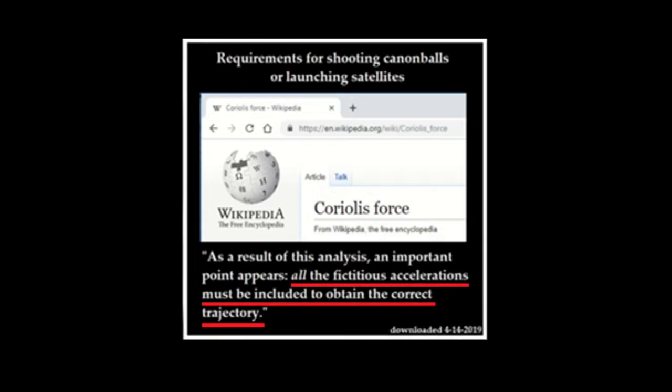Let's verify this admission by quoting from Wikipedia. Notice this stark admission regarding getting space probes to their designated destination. Quote, as a result of this analysis, an important point appears: all the fictitious accelerations must be included to obtain the correct trajectory. Unquote. Wikipedia's reference to, quote, correct trajectory, unquote, refers to the path that the space probe must take to get to its designated destination. Also, Wikipedia's reference to, quote, fictitious accelerations, unquote, are the three inertial forces, the centrifugal, the Coriolis, and the Euler.